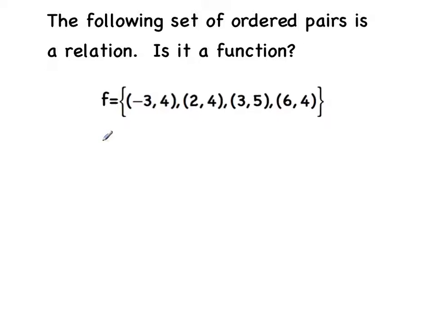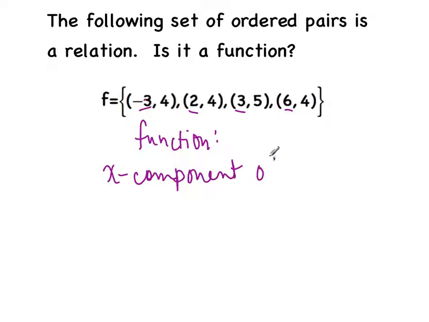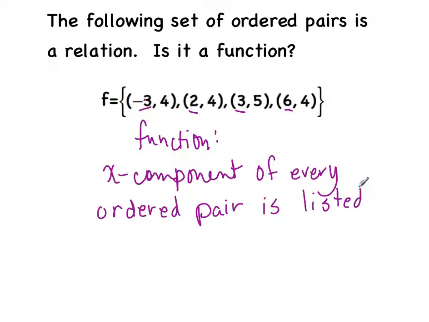Now, the next relation at least that I show, is a set of ordered pairs. Every x value is assigned to a y value. And this is a function because every single x goes to exactly one y. The x component of each ordered pair is listed only once. Okay, so that's how you can tell from a set of ordered pairs that it's a function. The x component is listed only one time.